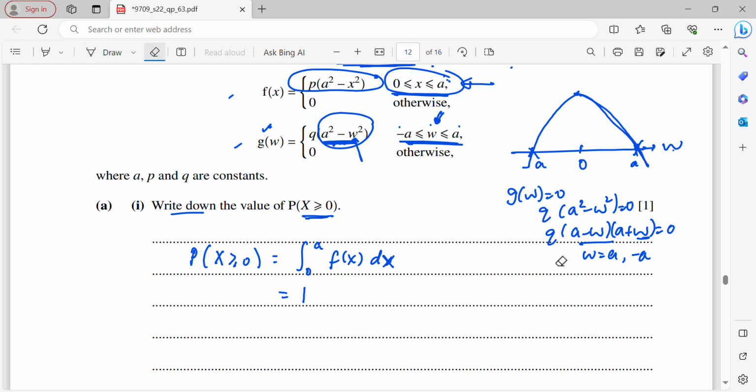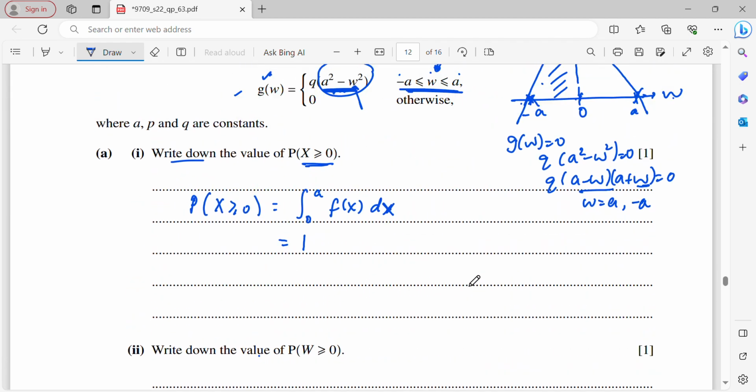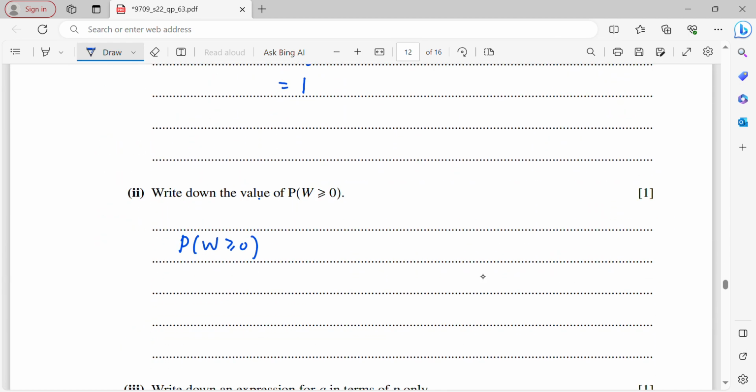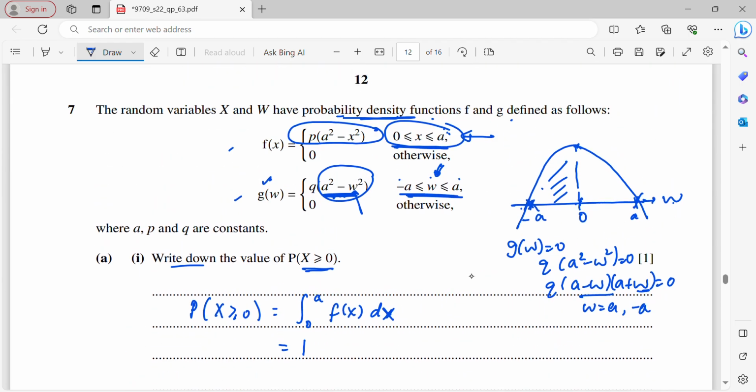Alright, so now from here, obviously, this is my graph. So obviously, the probability from minus a to 0 will be half of the whole graph, isn't it? So this is the explanation for part 2. Then I will just write equals to 0.5. So this is the part 2 explanation.